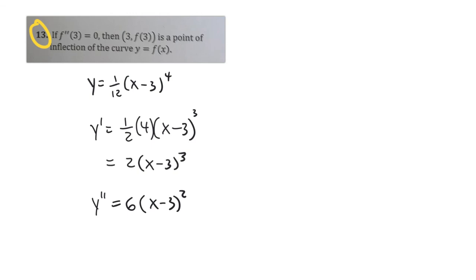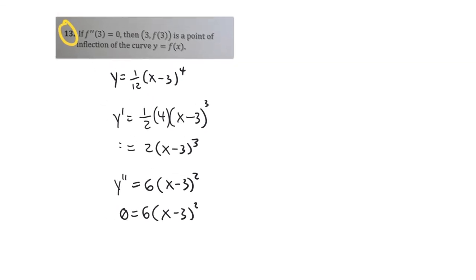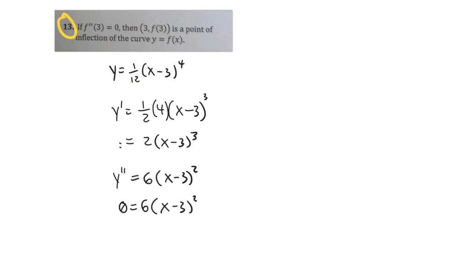So we can leave that alone. So let's see what happens when we set this equal to 0. So we have this, right? We have a scenario like that. We're going to divide both sides by 6. That would be 0 equals x minus 3 to the second power.